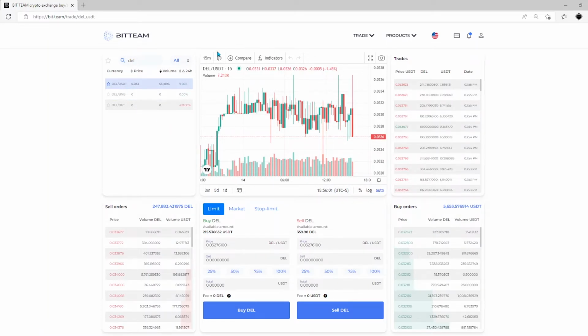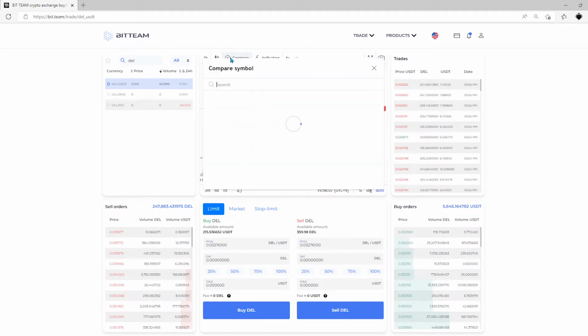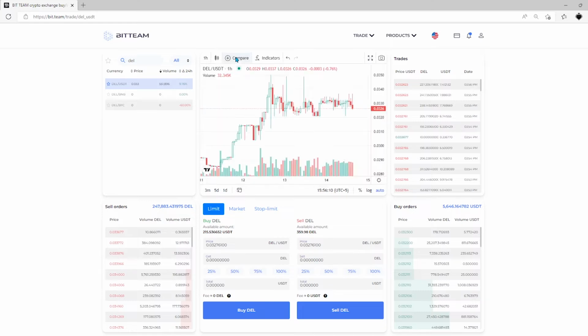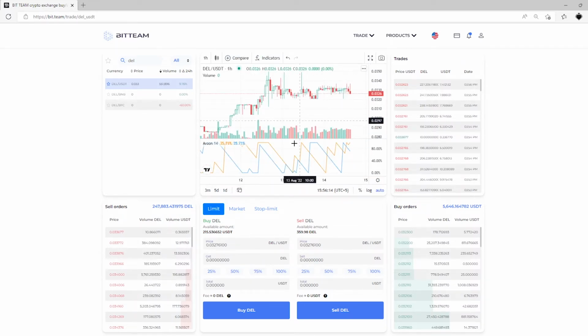In the center, you can see the price change chart, which is based on executed orders. The graph has many display settings for ease of analysis. You can add various indicators, scale and mark for yourself any signals that will help you make trading decisions. The history of all recent transactions is displayed in the block on the right. Purchase orders are highlighted in green and sales orders in red.